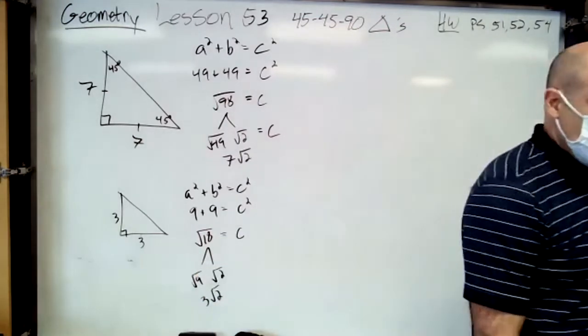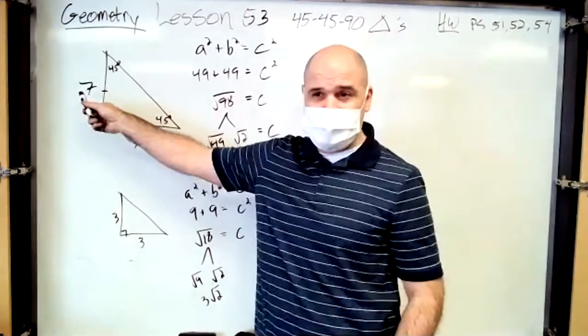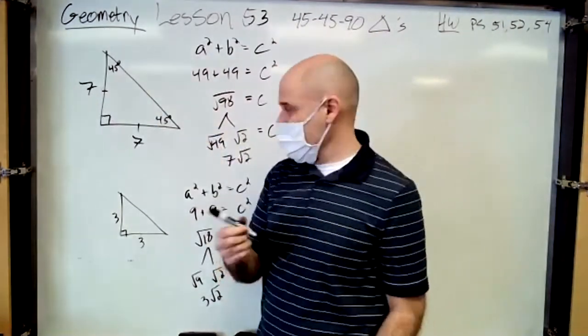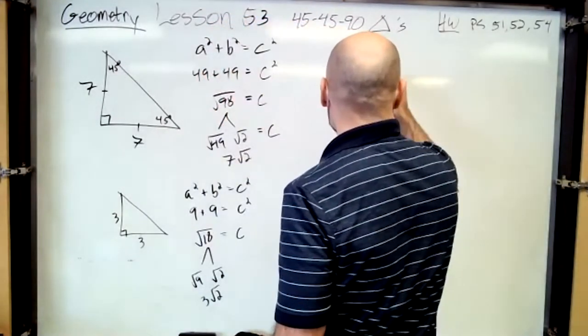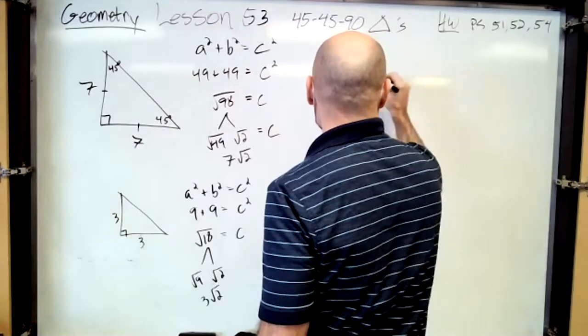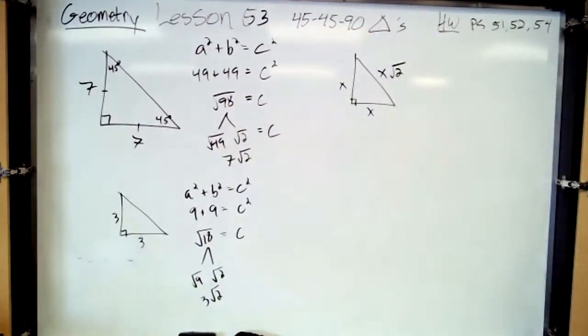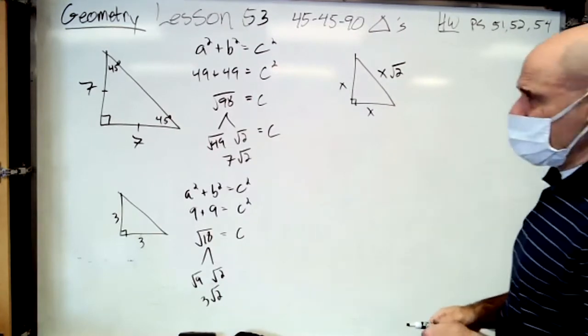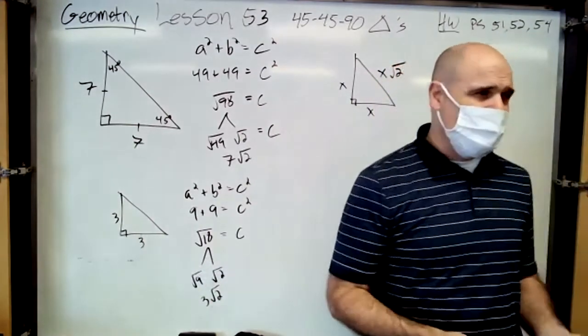What's the shortcut? It's going to be this radical. It's just going to be whatever this side is times radical 2. That's the shortcut. So on a 45, 45, 90 triangle, if this is x, this is x radical 2. That's pretty easy, right? Now, here's the deal. You don't have to understand why. If you can just remember the shortcut, you're good.